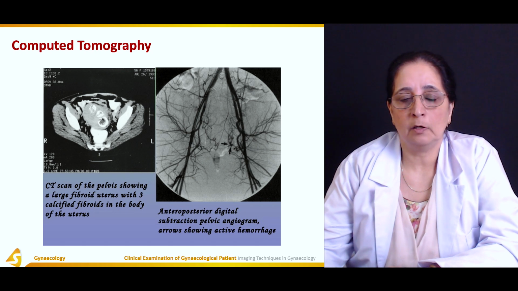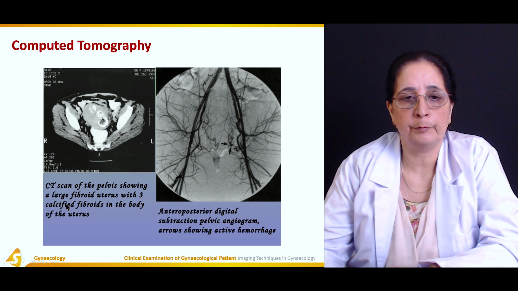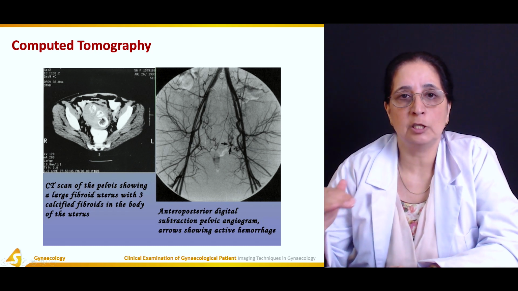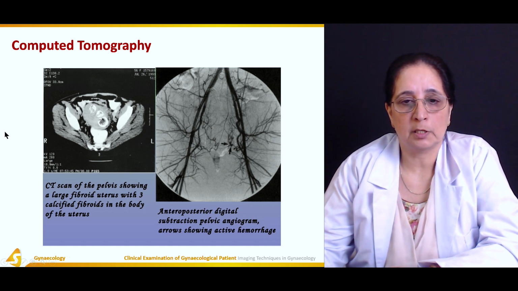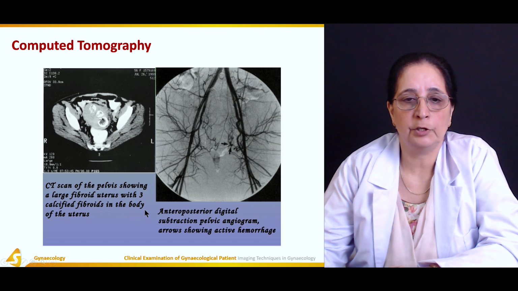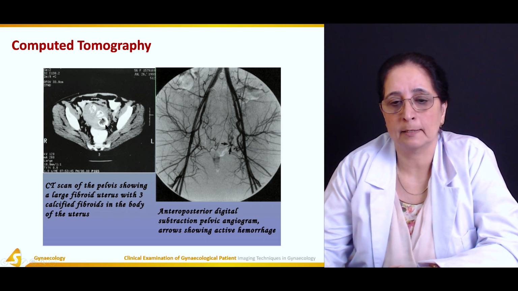This is the picture of the CT scan. CT is computed tomography, which gives the sections of the organ. Large fibroid uterus. You can see the fibroid uterus calcified with 3 calcified fibroids in the body of the uterus. 1, 2, and 3. So on CT, you see the fibroids.